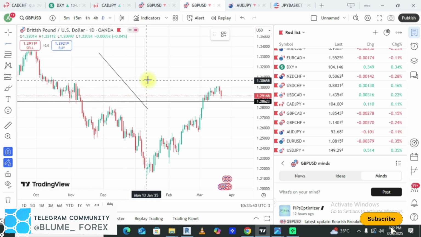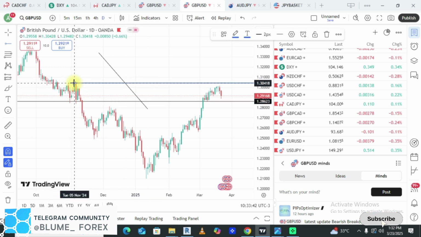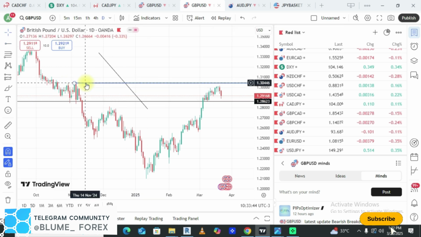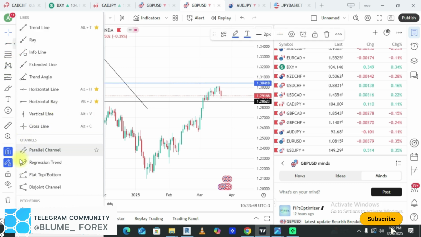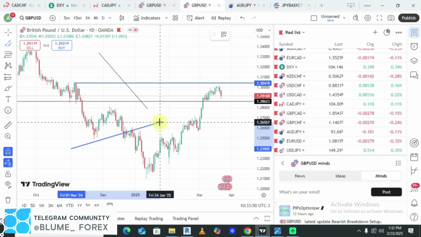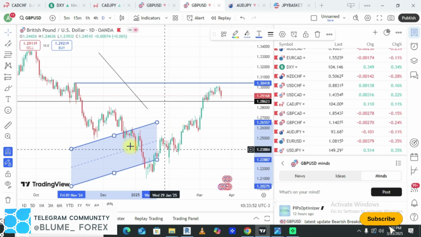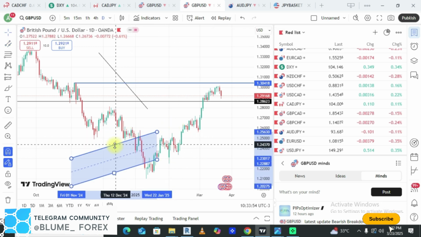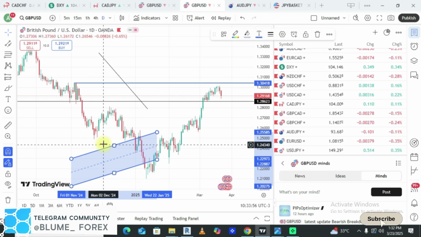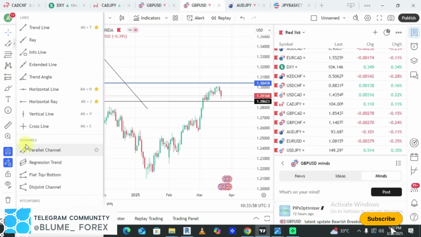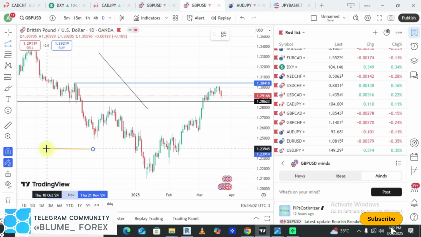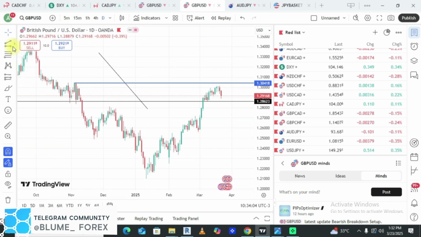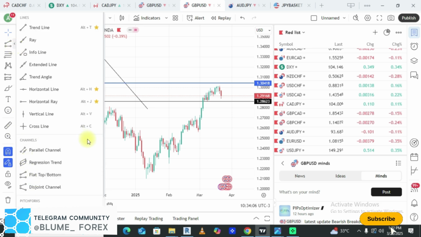Then we have the Ray. I also use the Ray to mark out my supply and demand zone. So yes, we also have the Ray. You can play around with these ones, and then we have the parallel channel, right? Yes, normally for patterns, the rising channel pattern, you can use the parallel channel, and then we have the flat top, normally used to indicate double tops, double bottoms, and the rest, right?